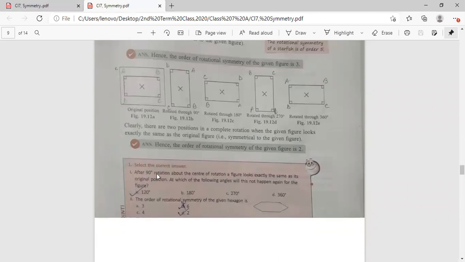Now, after 90-degree rotation about the center of rotation, a figure looks exactly the same as its original position. At which of the following angles will this not happen? If at 90-degree it looks exactly the same, at 180 it will look the same, at 270 also, 360, multiples of 90. But at 120 it will not look exactly the same.